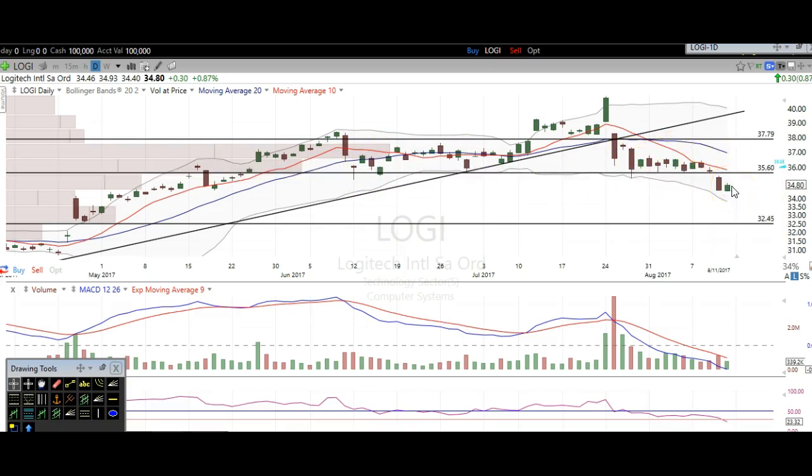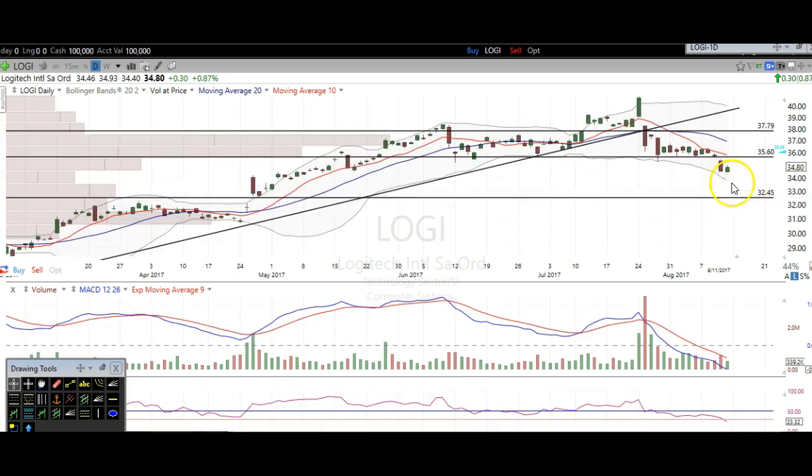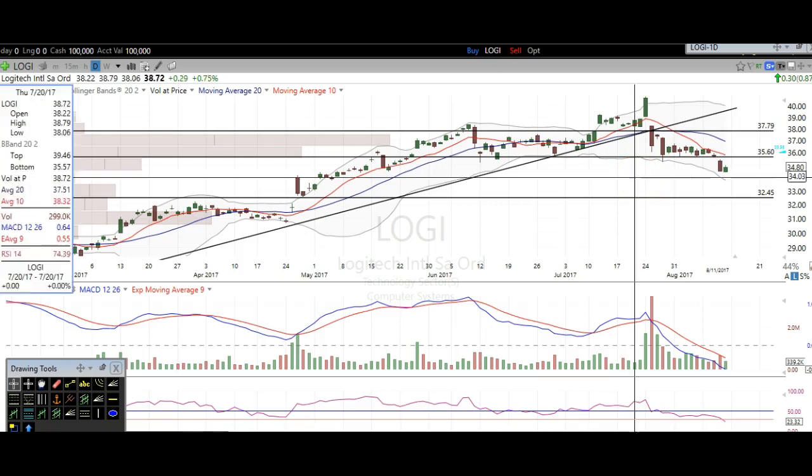So we've got earnings that are agreeing with us. We've got the chart that is agreeing with us, and it's closing below some moving averages, and I do think that this stock is going to be headed lower. First target is going to be about 32.50 based off of this gap up low, and you can see there's a little bit of support from those previous highs over there. So I do think that Logi is going to be headed lower in the near term.